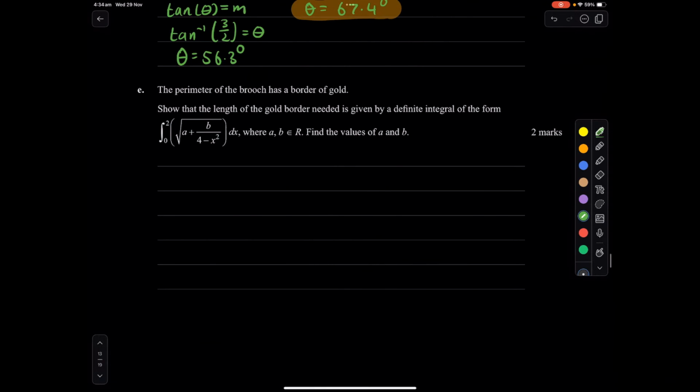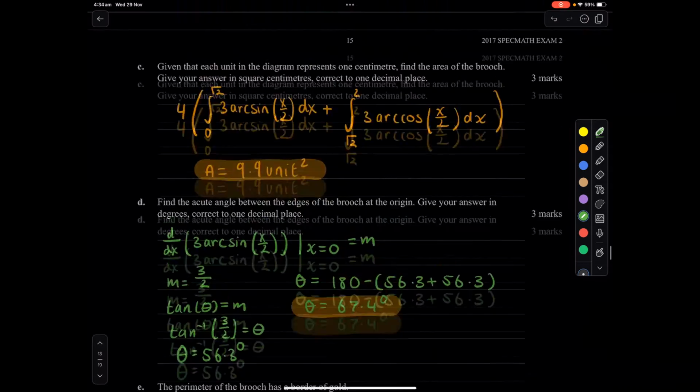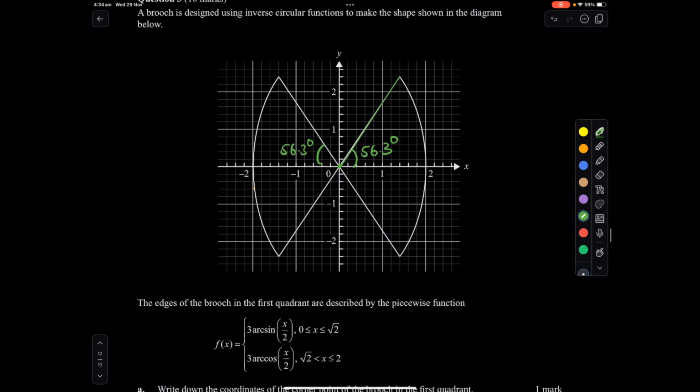Okay. The perimeter of the brooch has a border of gold. Show that the length of the gold border needed is given by this definite integral in this form, from 0 to 2, where a and b are elements of order, let's find the values of a and b. So if we're finding the perimeter, it's just finding the length of the curve, which is the arc length. And we're just trying to find the length of this, the width, this, and that.